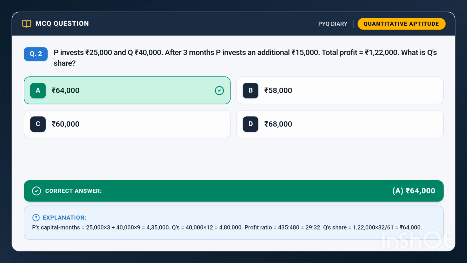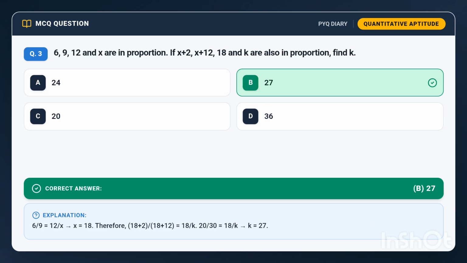6, 9, 12, and x are in proportion. If x plus 2, x plus 12, 18, and k are also in proportion, find k. Your options are A, 24, B, 27, C, 20, and D, 36. The correct answer is B, 27.